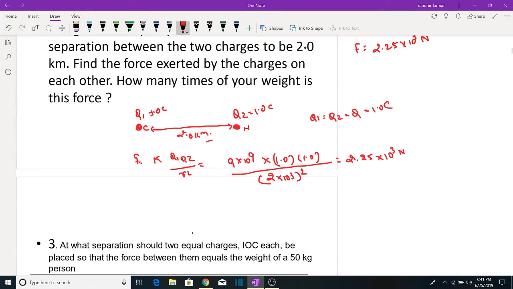So now find another link up question. How many times of your weight is this force? How many times of your weight? So now, total force is equal to 2.25 into 10 to the power 3 newton. Okay.